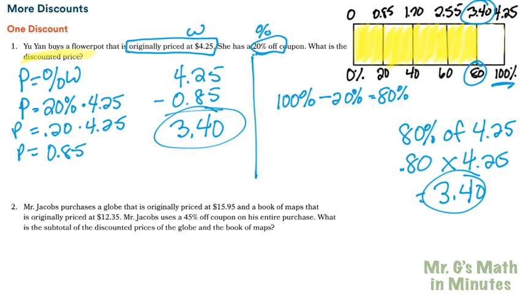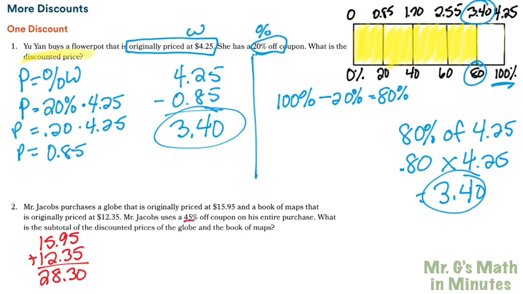So first thing we want to do is figure out how much stuff he bought. So we're going to do $15.95 plus the $12.35. Add his two items together. So $15.95 plus $12.35 comes out to $28.30. That's going to be the price of what he's buying. That's going to be his purchase.